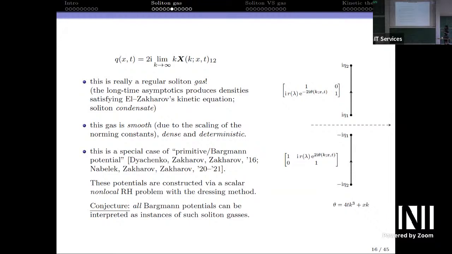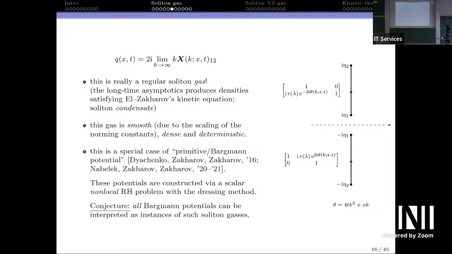Also, this is a special case of what are called the primitive potentials or Bargmann potentials. They were described by Dyachenko, Zakharov, and Zakharov in 2016. They derived these potentials using a totally different method, the dressing method, and they were describing it via a scalar non-local Riemann-Hilbert problem that can be adapted into a vector or matrix Riemann-Hilbert problem, but it comes from a totally different universe. But these are still solutions of KdV, mKdV. So it's interesting to show that these primitive potentials actually are instances of soliton gas. They can be thought of as soliton gases.